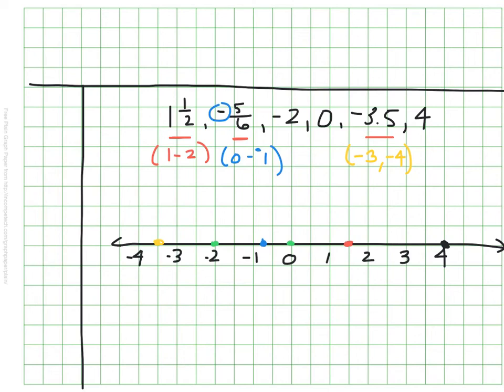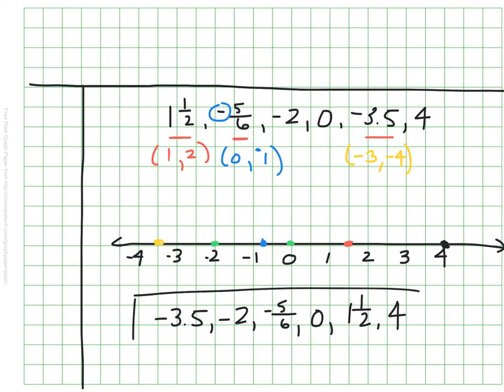Now I've ordered my numbers on my number line, and I just need to write them down from left to right to have them in the right order. So -3.5 comes first. -2 is a little bit larger. Then -5/6, 0, 1.5, and 4. So that's it. I've ordered these from least to greatest. I know that -3.5 is of course much smaller than a +4.